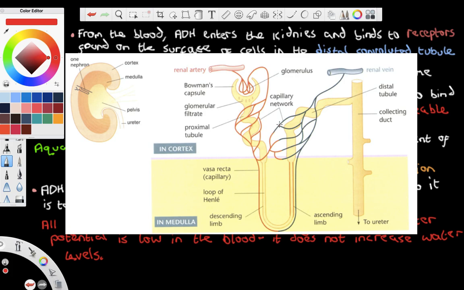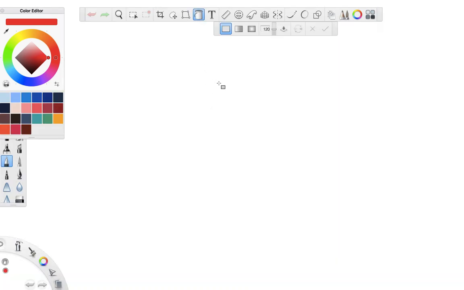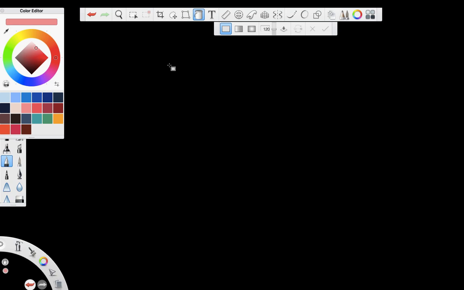Now, this doesn't increase the amount of water inside the blood. It just reduces the amount of water lost through urine. Okay? This just prevents excess water being lost. It doesn't count as adding water back into the system. It keeps it the same. Okay? But that brings the question, and again we are going to keep the bullet points because this is still when water potential in the blood is low.